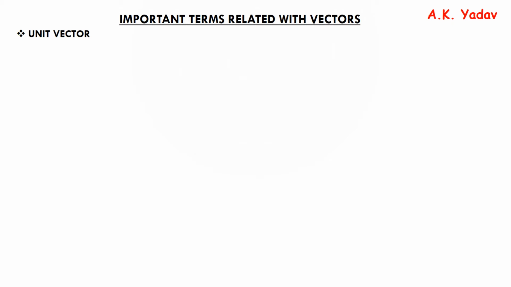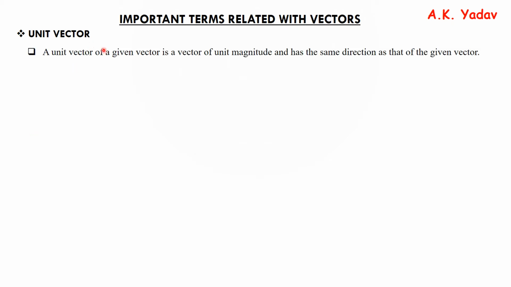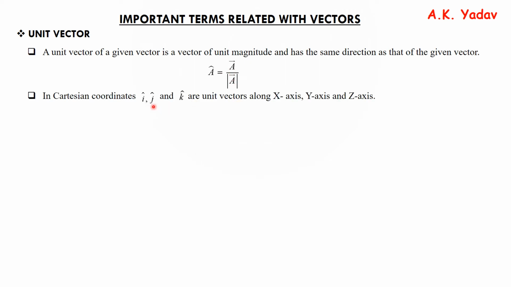The first one is called as unit vector. What is a unit vector? A unit vector of a given vector is a vector of unit magnitude and has the same direction as that of the given vector. So if I have a vector A, the unit vector of A is represented by A cap, and it is equal to vector A divided by its magnitude. In Cartesian coordinates, i cap, j cap and k cap are the unit vectors along x-axis, y-axis and z-axis respectively.